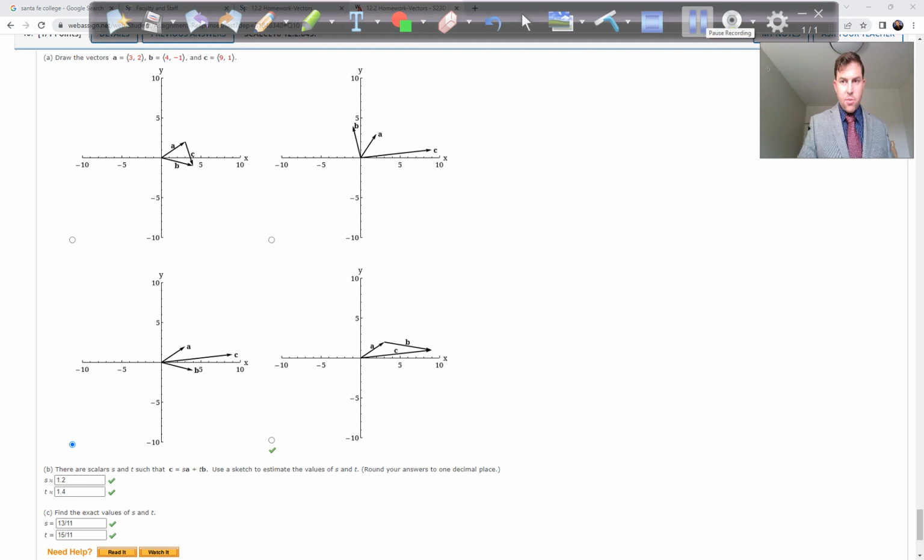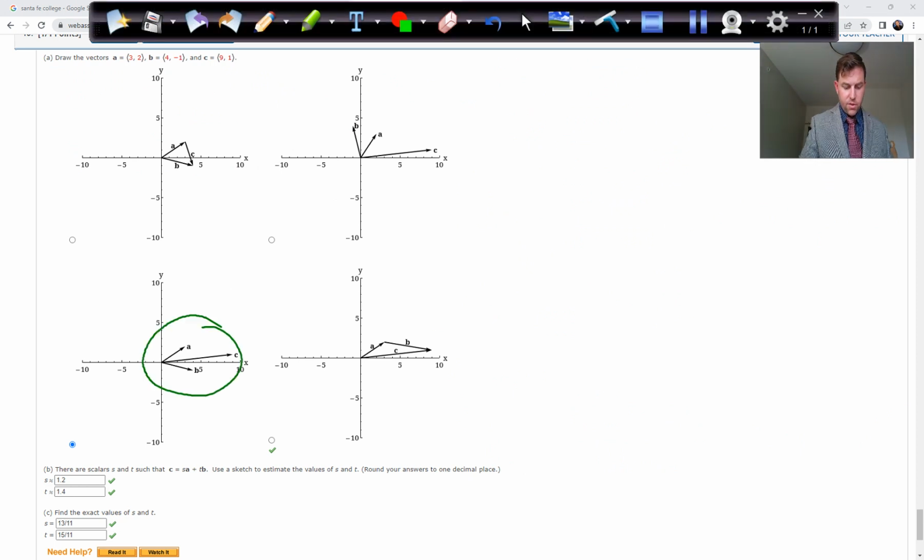Okay, last problem in 12.2, 19. They give us three vectors, A, B, and C: 3, 2; 4, minus 1; 9, 1. So I don't think it should be too hard for you to find. This is the drawing for those three vectors. Okay, that I would expect you to take 1 minute on a test to be able to figure that out.